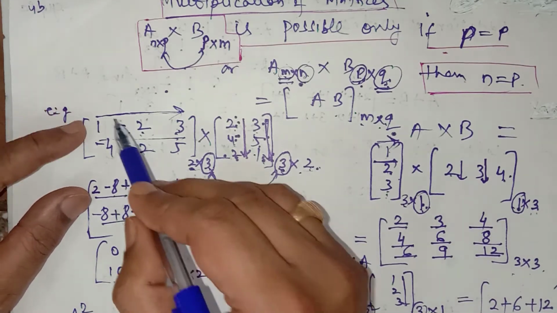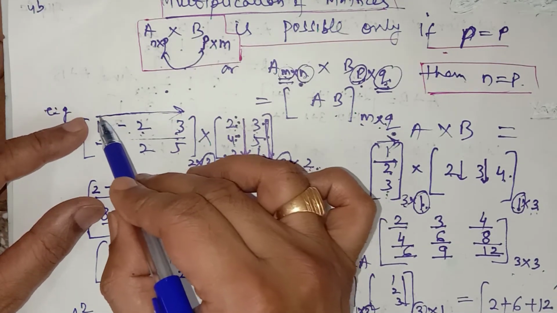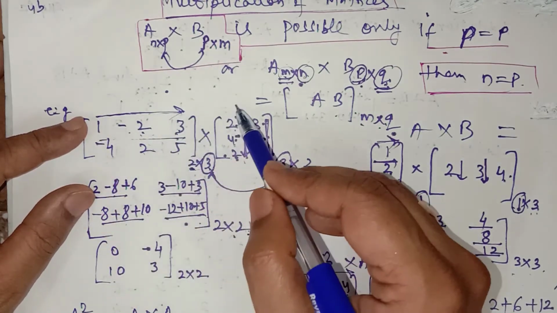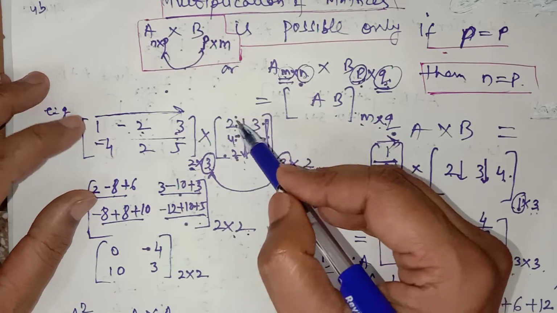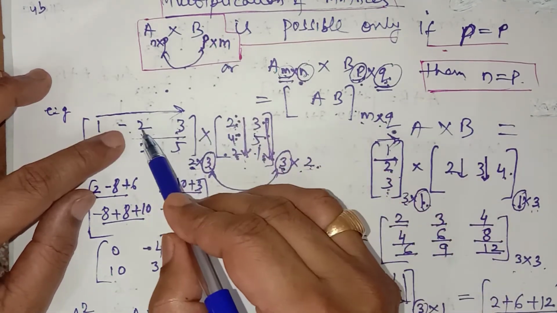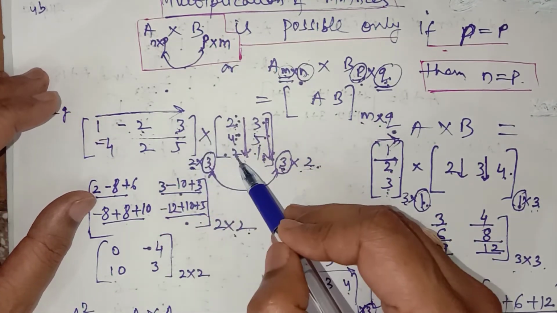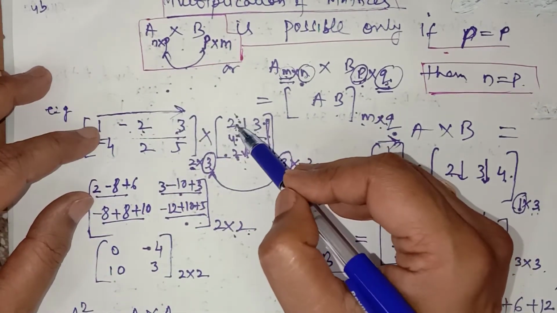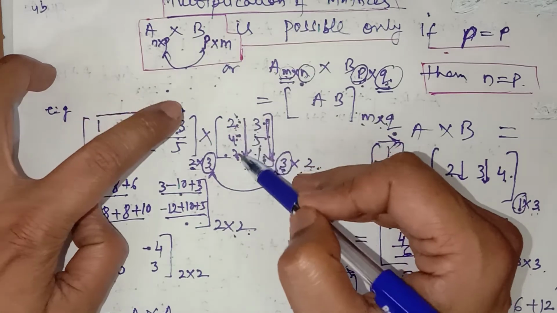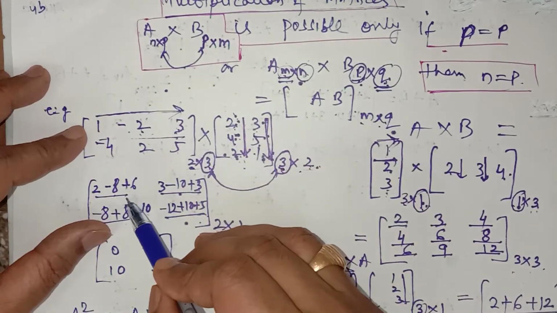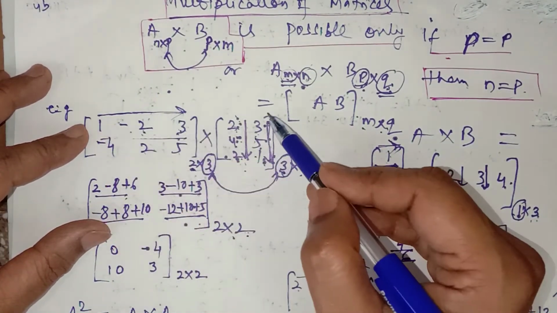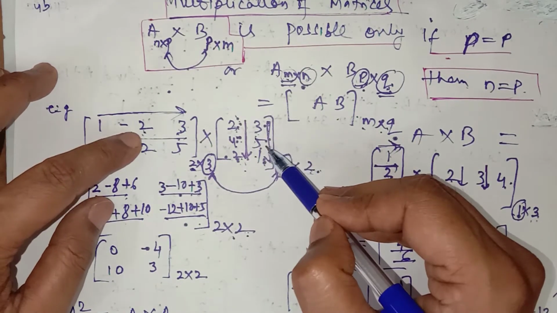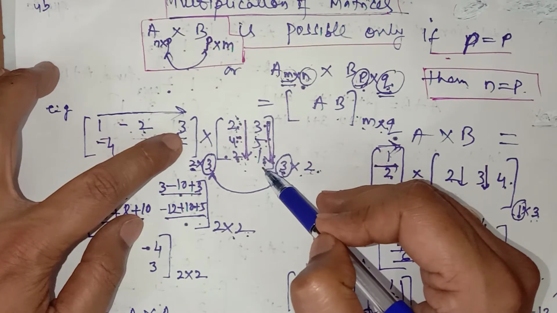Now what is the first element? To obtain the first element, you have to multiply the first row with the first column. First row, first column, multiply and add. So 1 into 2 plus minus 2 into 4 plus 3 into 2. Corresponding elements, you multiply like this: 1 into 2, minus 2 into 4, 3 into 2, and add. This is the first element you'll get. Multiply the first row with the second column, you'll get the second element. That is 1 into 3, minus 2 into 5, 3 into 1, and add.